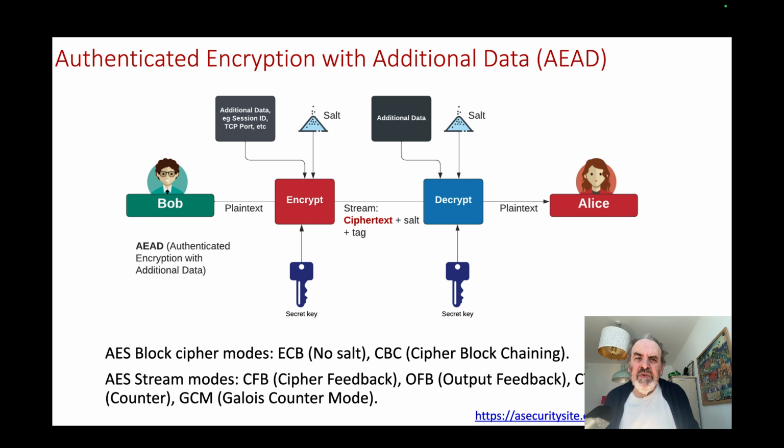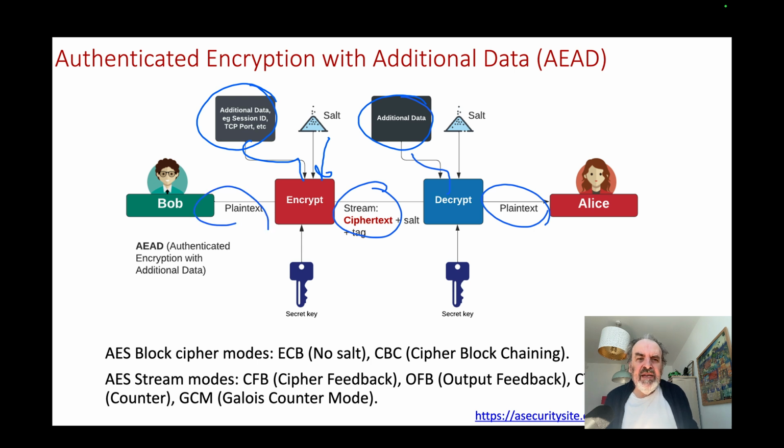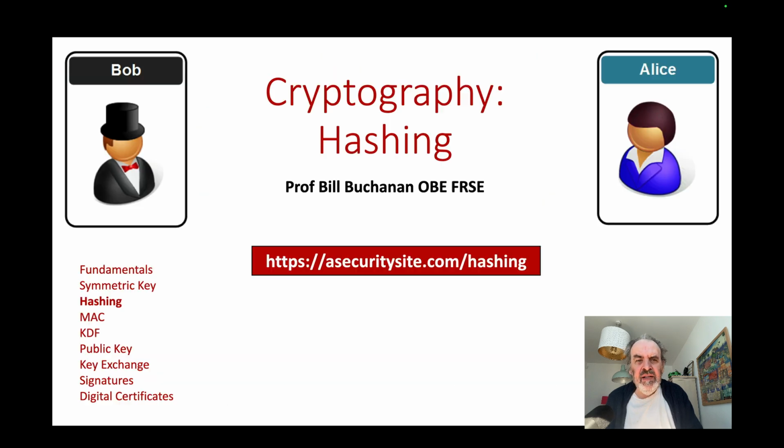Another thing that we can add is what's called authenticated encryption with additional data. With this, we add in some extra information into the encryption process, along with the salt, to be able to create the cipher stream. On the other end, Alice will be able to take the same data and then add that into the decryption process and create, hopefully, the plaintext that Bob had initially. This additional data might relate to something like a session ID, network port, and so on. And this will stop the problem of Eve playing back the cipher to Alice.